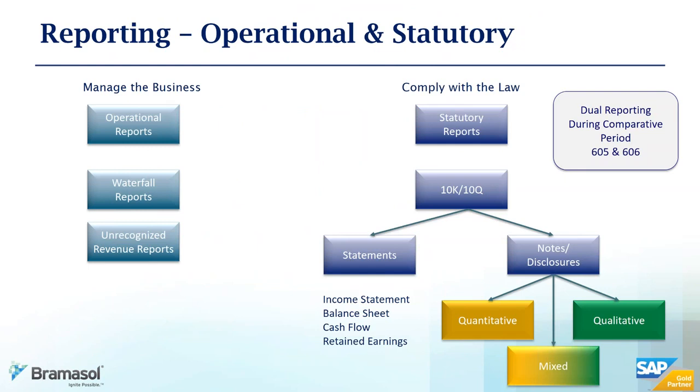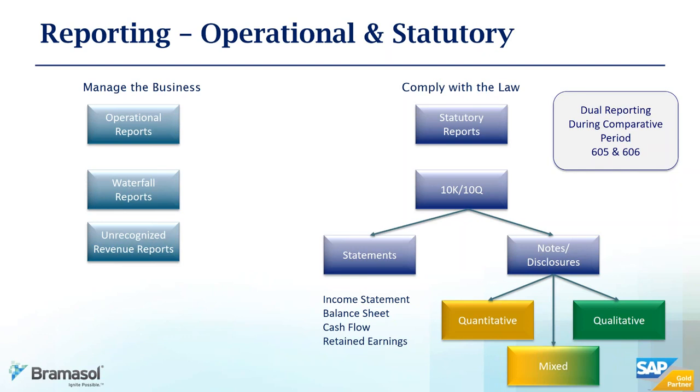So let's talk about what we're doing here from a reporting perspective. There's essentially two major strands of activity. The first one is, how do I manage my business? We've been working on producing operational reports such as waterfall reports, unrecognized revenue reports, and we're adding some more reconciliation reports as we talk to our prospects and clients about their particular needs all the time. So we're constantly adding to the manage the business side of operational reports.